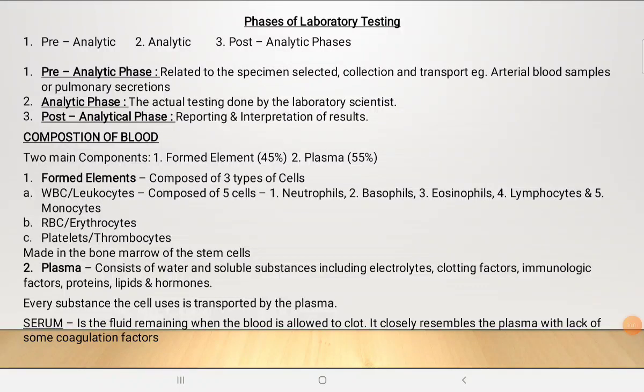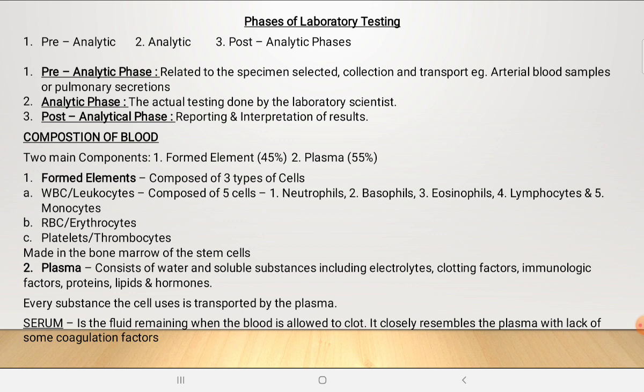Now, the analytic phase. The analytic phase is the actual phase where the actual test is being done in the laboratory by the laboratory scientist. And the post-analytic phase is after the analysis, the reporting of the analysis done with the data acquired and the interpretation of that report. These are the three phases: the pre-analytic phase, analytic phase, and the post-analytic phase.